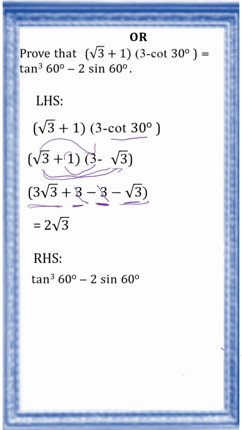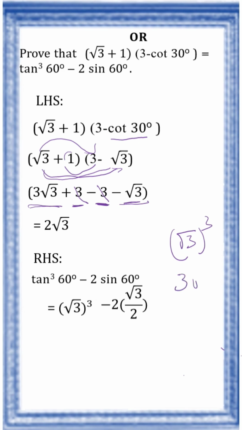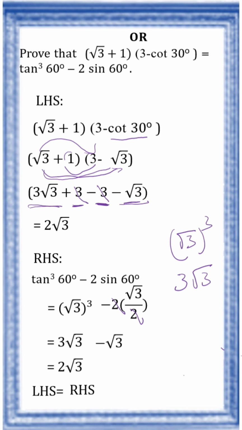RHS. Tan cube 60 minus 2 sin 60. Tan 60 is root 3, isn't it? You have to cube that one. 2 into sin 60, sin 60 is root 3 by 2. Root 3 cube is 3 root 3. Here 2 and 2 get cancelled. Minus root 3. 3 root 3 minus root 3 is 2 root 3. So LHS is equal to RHS. Hence proved.